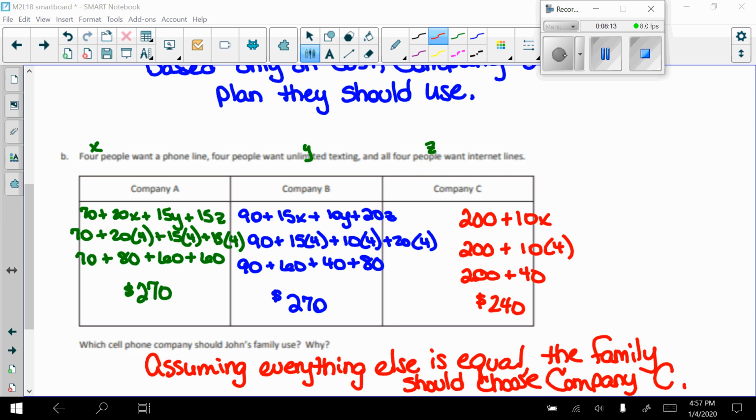So this one took a little bit more time. The numbers worked out to be a little different because now 4 people wanted the internet lines. So company A and company B both totaled $270. And company C, though, was only $240. They charge a whole lot up front, but there's more included. $240, assuming everything else is equal, such as dead zones and coverage. Looks like company C is the better plan.